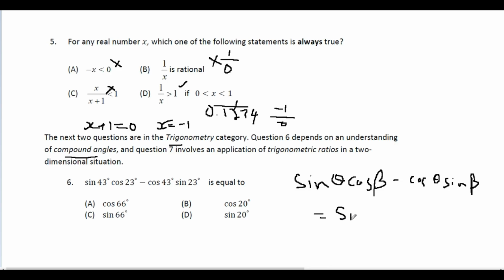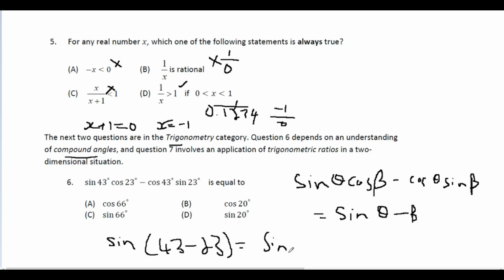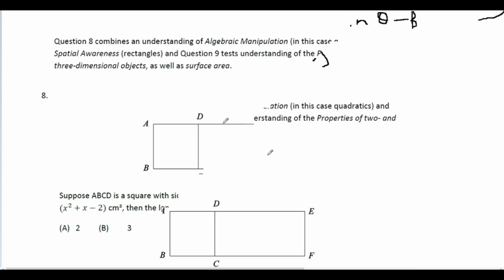Okay, so this here is the compound angle identity, which would give us sine of alpha minus beta. So coming back to our example, we're just going to have sine of 43 minus 23, which gives us sine of 20. And there we go. This would be pretty hard to do if you didn't remember this. Okay, let's move on. That's a nice one.